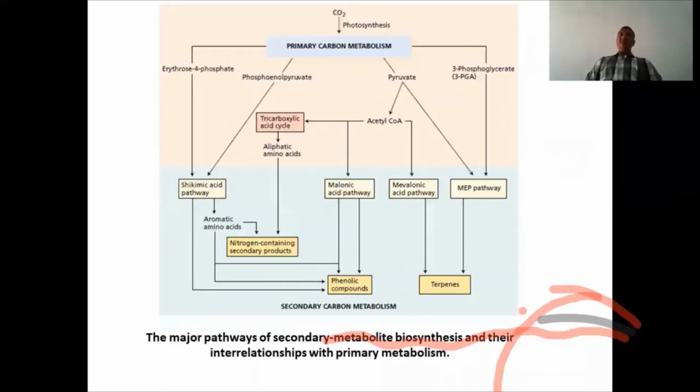So here I am going to show you how primary metabolism occurs and how secondary metabolism occurs. Here are two colors given to you in the image. One is the pink color, the other one is the blue color. The blue color shows you the mechanism of secondary metabolite synthesis, and the above one, you can see, is primary metabolism.